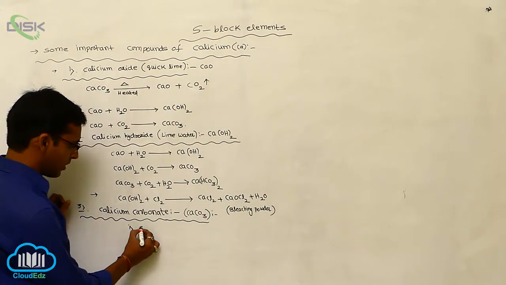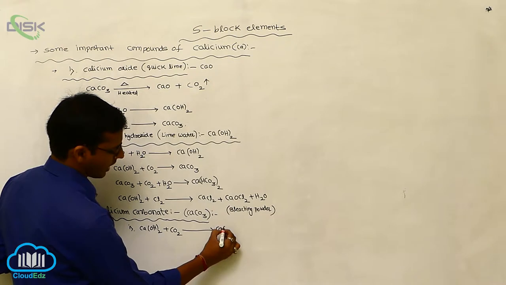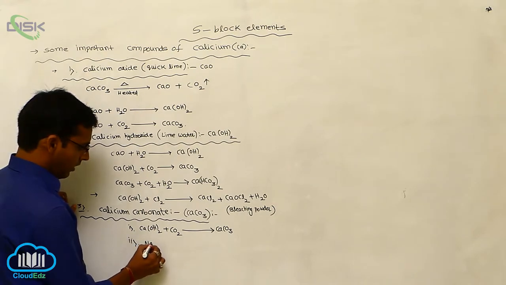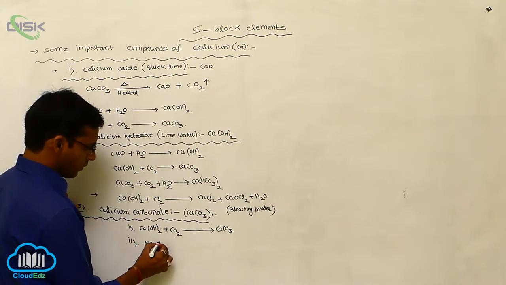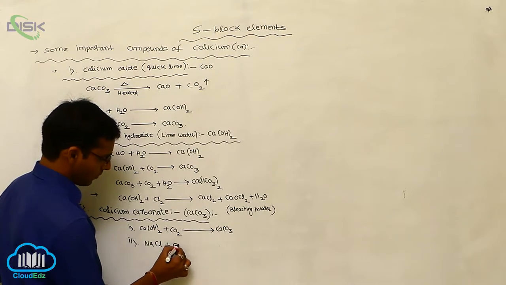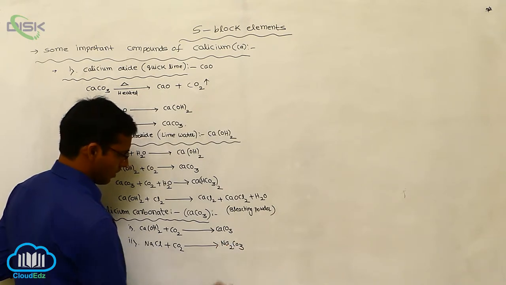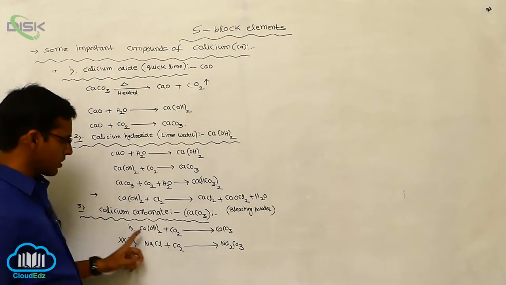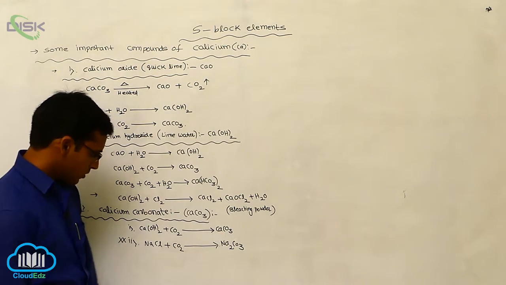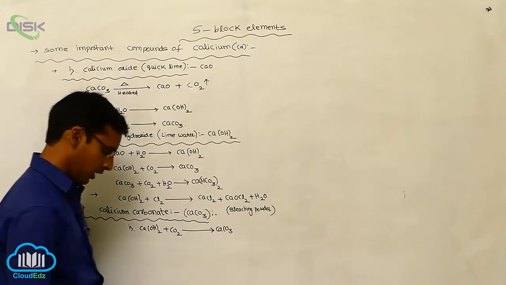There is a first preparation method: Ca(OH)2 plus CO2 gives rise to calcium carbonate. Or NaCl is passed into carbon dioxide, it gives Na2CO3. So this preparation is not important, only the first preparation. The carbon dioxide is passed into the calcium hydroxide, gives calcium carbonate. So this is the preparation method, only one preparation method of calcium carbonate.